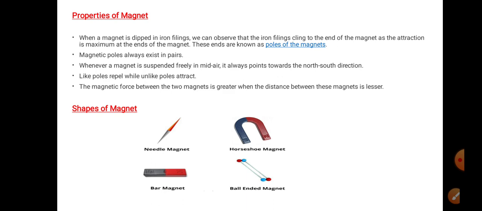Then, shapes of magnets. Magnets are found in different shapes: needle magnet, horseshoe magnet, bar magnet and ball-ended magnet. The horseshoe magnet looks like a horseshoe, hence the name. The needle magnet is also called a compass and is used in navigation. In the sea or water we cannot find direction easily, so at that time this needle type magnet is used.